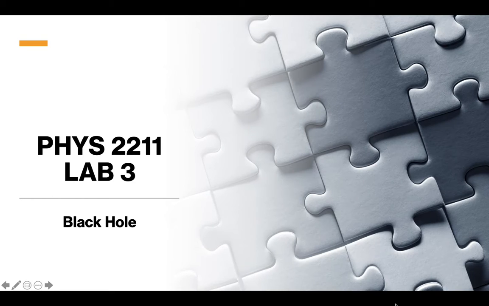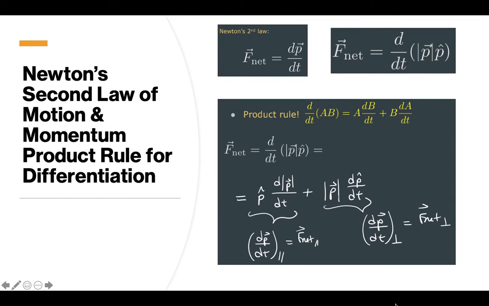Lab 3. The purpose of the experiment is to calculate the mass of a black hole. dp over dt refers to the rate of change in momentum, denoted here by vector p, which can be written as its magnitude times its unit vector. We can use this fact when taking the derivative of p and apply the product rule for differentiation to this formula.